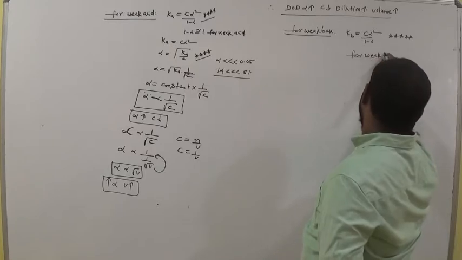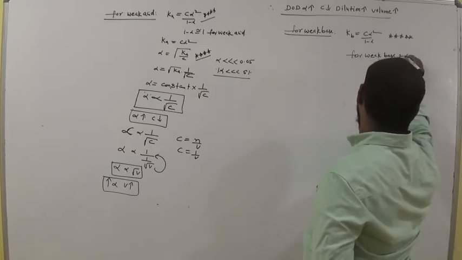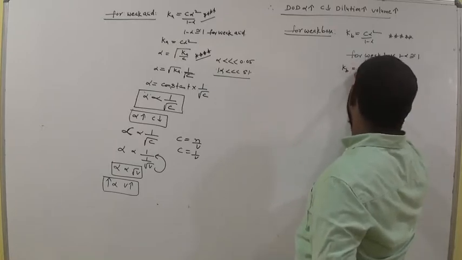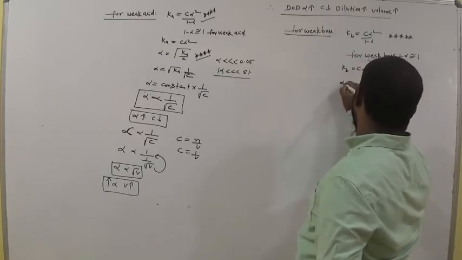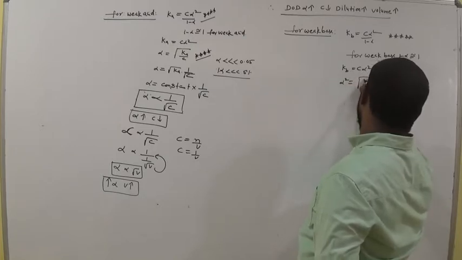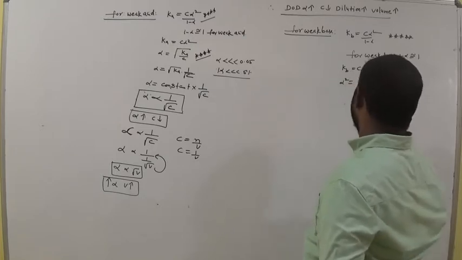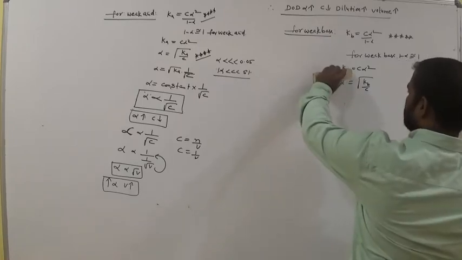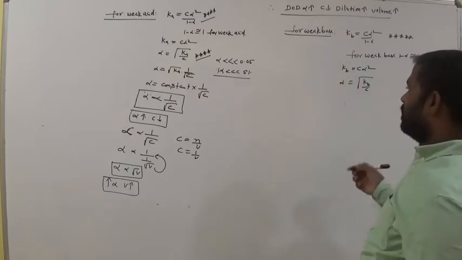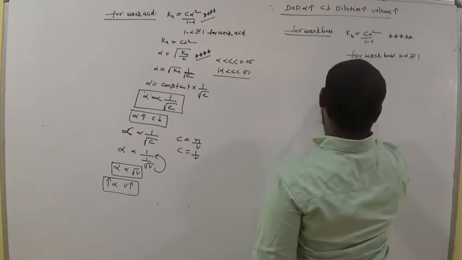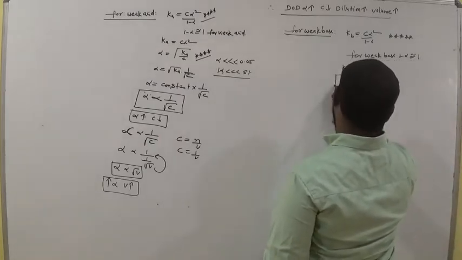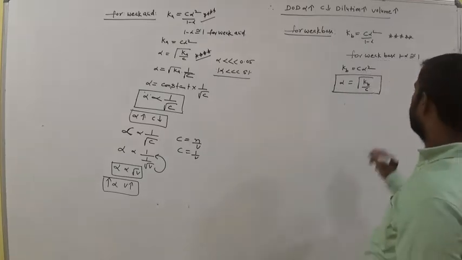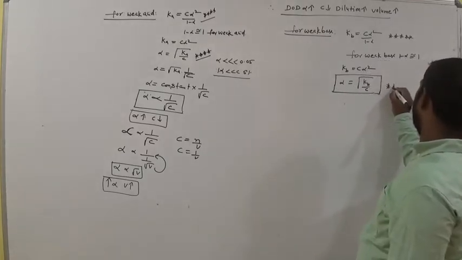1 minus alpha is equivalent to 1. So Kb is equal to C alpha square, am I right? This means alpha square equals Kb by C, so alpha equals the square root of Kb by C, where Kb means dissociation constant for weak base. K is constant. So this is a very important formula we have.